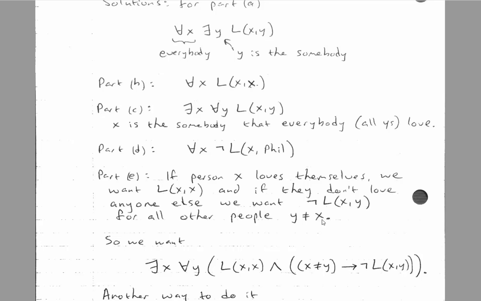Okay, why do we need an implication? It's just this extra condition. We need to kind of separate out the condition where y is equal to x and y is not equal to x. So if y is not equal to x, then we want x not to love y, but we do want x to love themselves. X loves x.